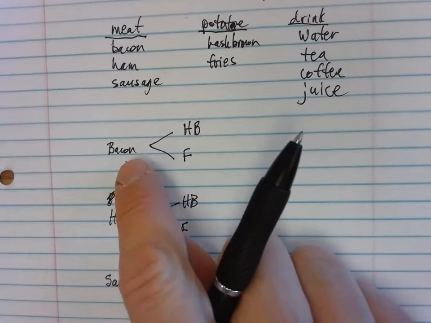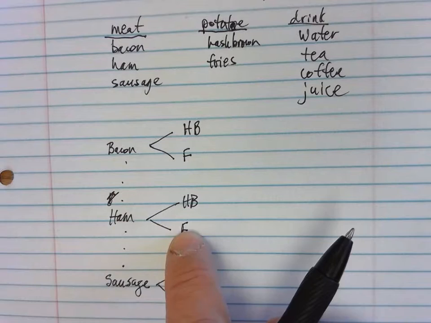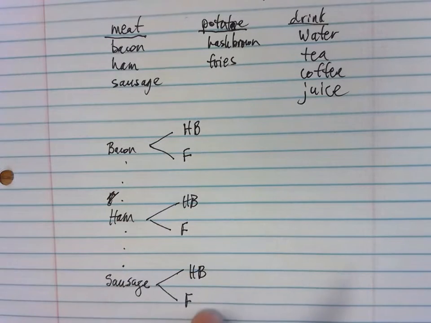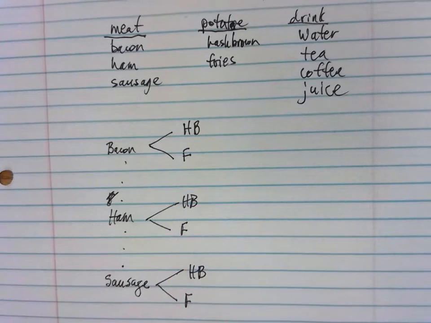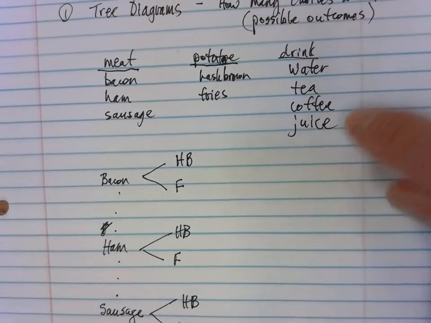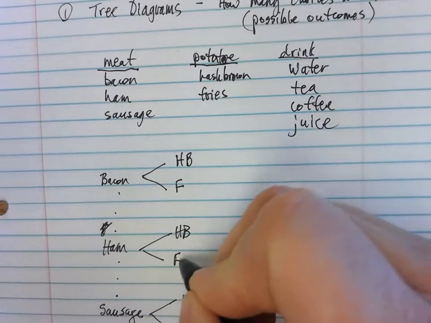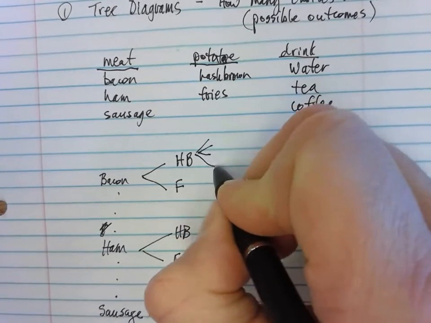So you could have, at this point, bacon with hash brown, bacon with fries, ham with hash brown, ham with fries, sausage with hash brown, and sausage with fries. So at the moment, we would have 6 outcomes. Okay? But now we're going to put our drink choices on the end of that, and there are 4 of those. So off of each one of these, you got to have 4 little branches. 1, 2, 3, 4.